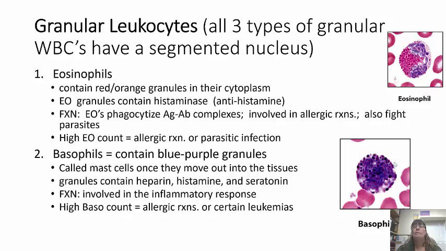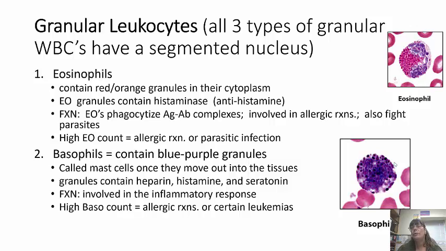Eosinophils, which are the parasitic infections, but they're also involved in allergic reactions, have red-orange granules in their cytoplasm, and the granules contain histaminase. Now you can tell from the ASE ending that that's an enzyme. So it's basically an antihistamine. They phagocytize antigen-antibody complexes, and they're involved in parasitic infections, as I said, and allergic reactions. If you have a high eosinophil count, it usually means either you have a parasitic infection or an allergic reaction.